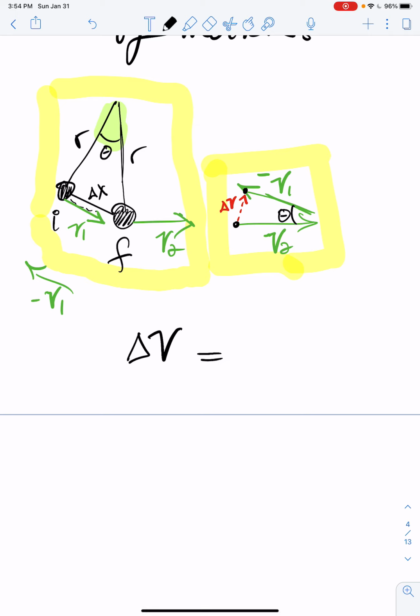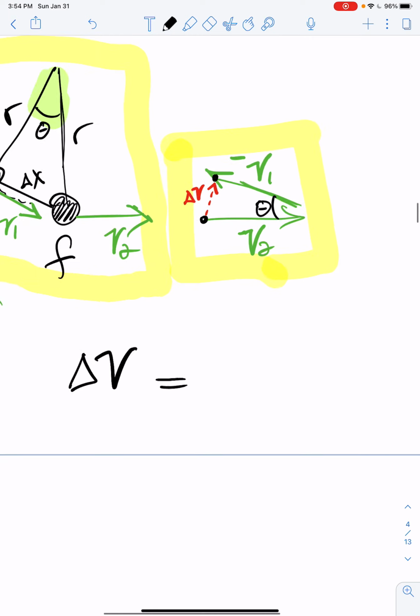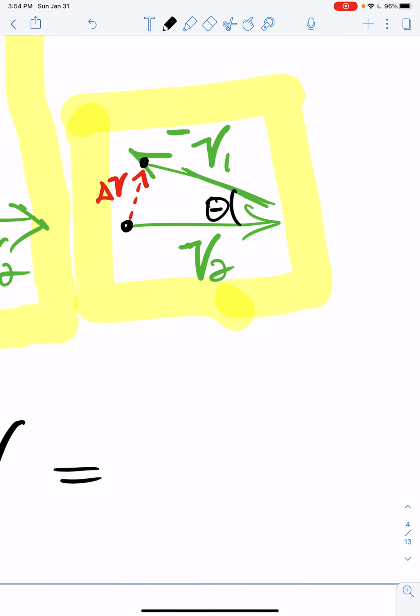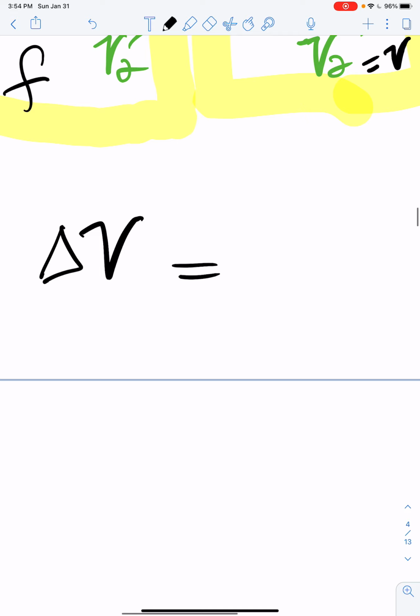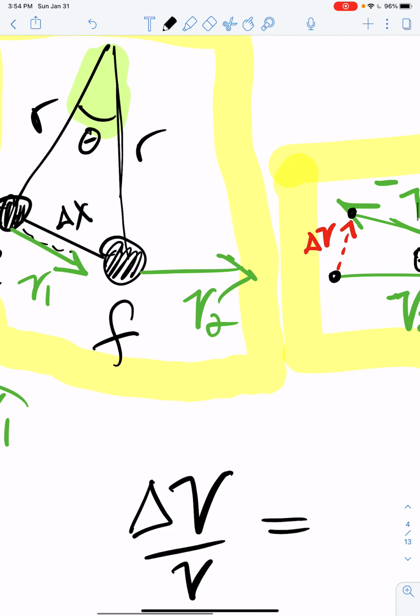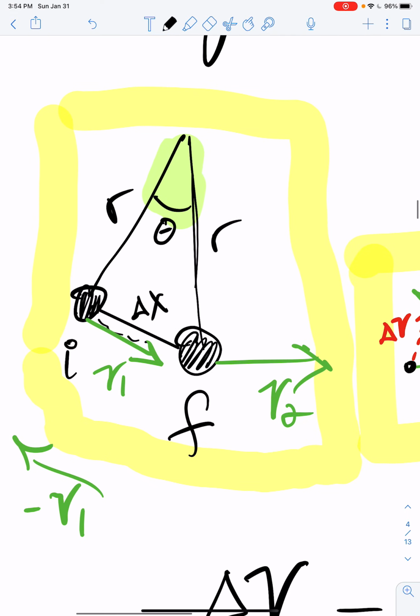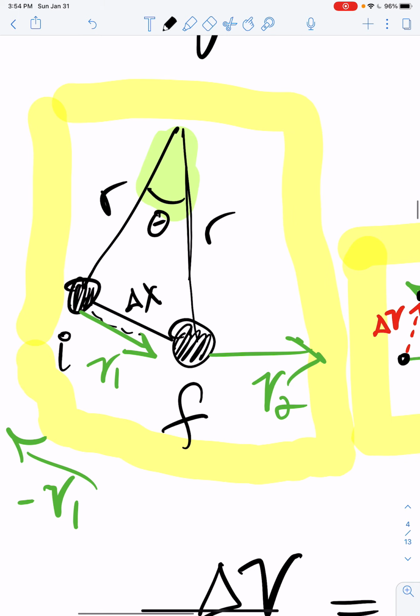Or I can say it this way. I can say delta v is to a side of it. Delta v is across from theta, is to one of these sides, v1 or v2, which are the same magnitude. So I'm just going to call them v. I'm going to say this is v, this is v. I'm going to say delta v is to v as delta x is to r, because delta x is across from theta.